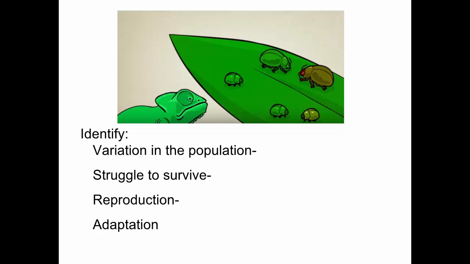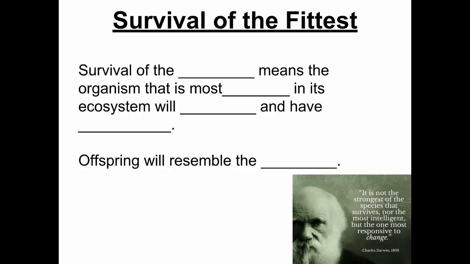But what if having red eyes gives these beetles better vision and allows them to avoid predation? What would we expect then? Yeah, the ones with red eyes would survive better and reproduce. And after many generations, all of the beetles would probably have that characteristic. So any beneficial trait that helps the organism survive becomes more and more common. So we often call this survival of the fittest.